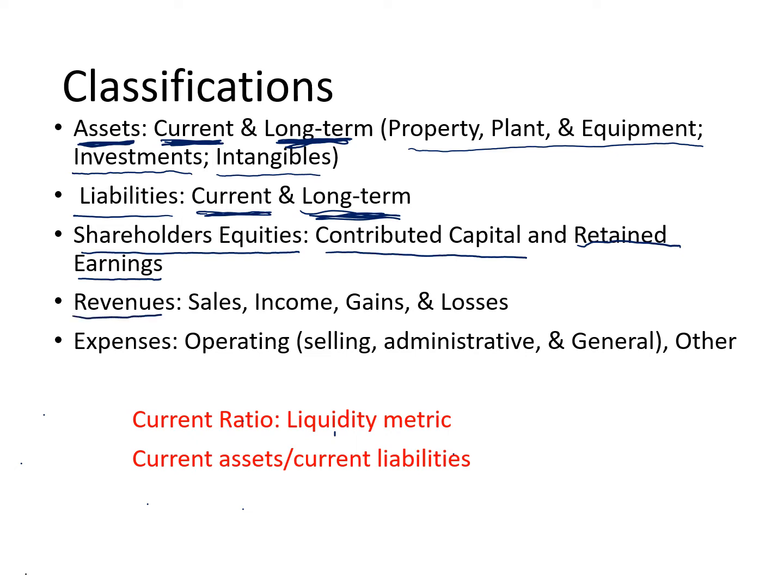We also have revenue. Revenue is anything that has that price tag on it. It's sales, income, and you can have gains and losses as well on the sale of your investments. Expenses. We talked about there's cost of goods sold or operating expenses, which include selling, administrative, and general expenses. And you can have some other kinds of expenses as well, like interest expense.